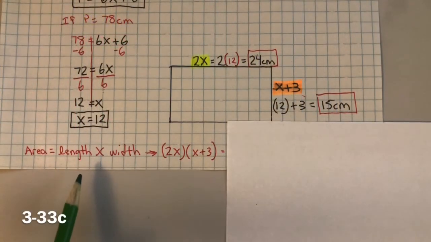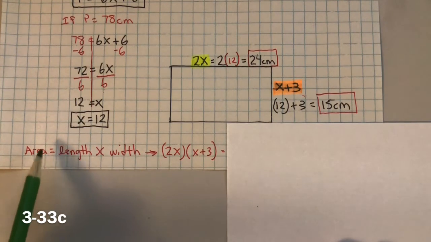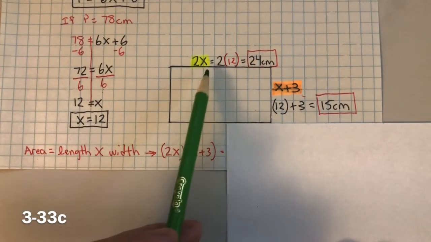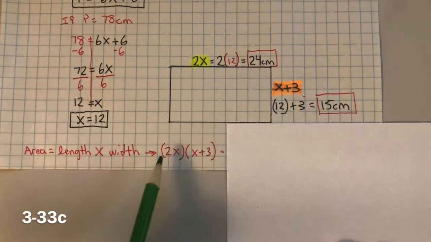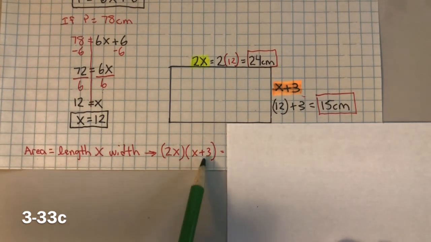Part C, we want to verify that the area of this rectangle is 360 square centimeters. So remember, the area of a rectangle is length multiplied by the width. So we have 2x multiplied by x plus 3.